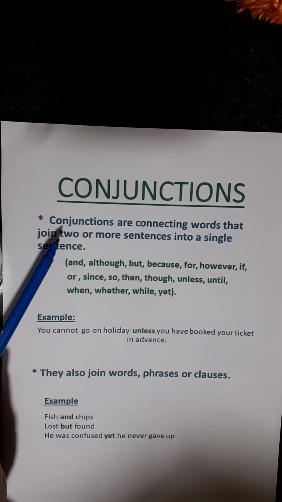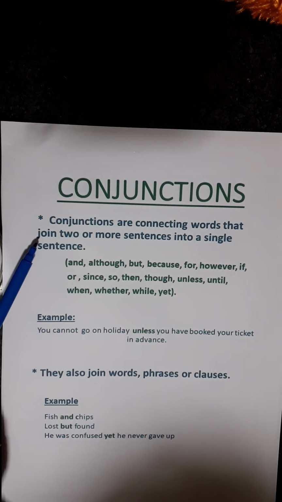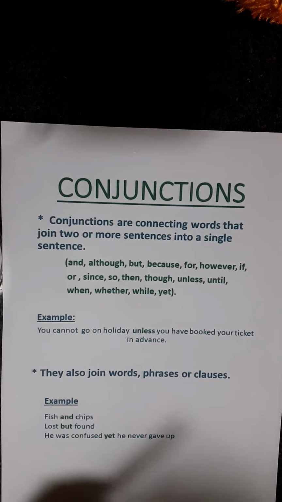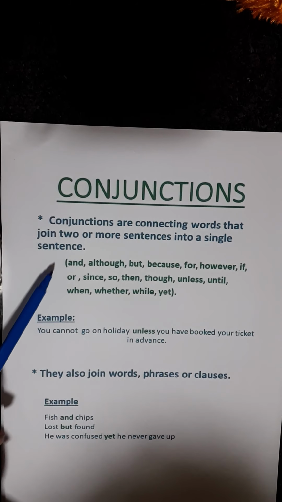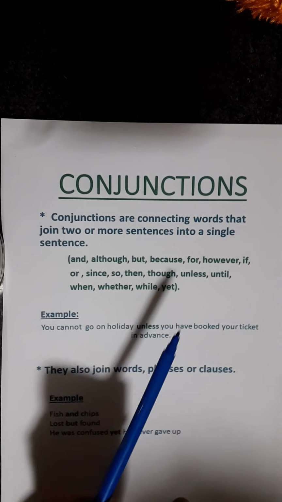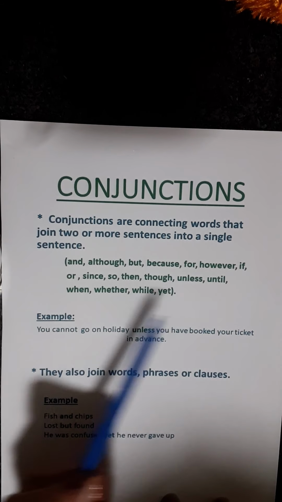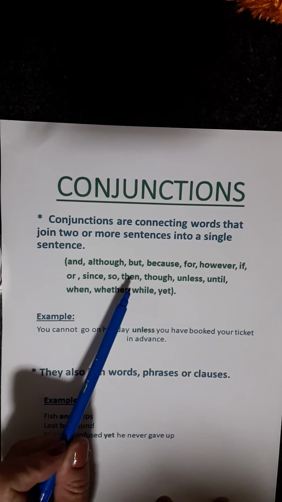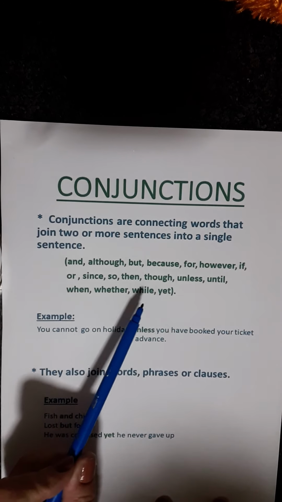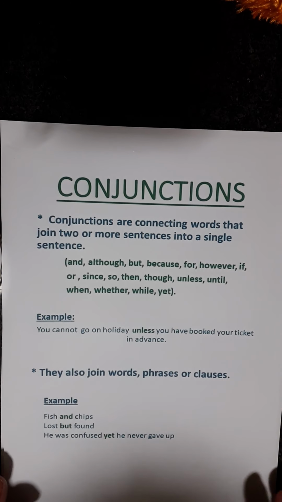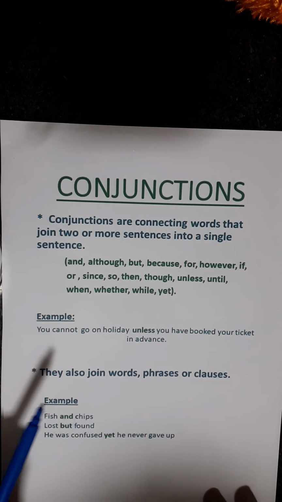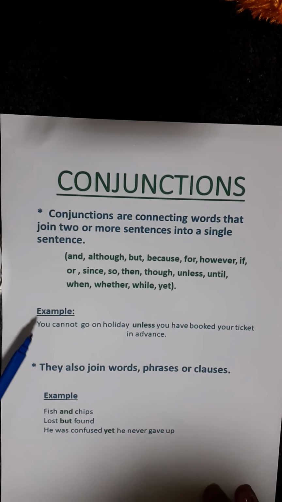Conjunctions, first of all, are connecting words that join two or more sentences into one single sentence. The most common ones that we come across are and, although, but, because, for, however, if, or, since, so, then, though, unless, until, when, whether, while, and yet. Then we get after as well, which we will discuss next time in the next lesson.